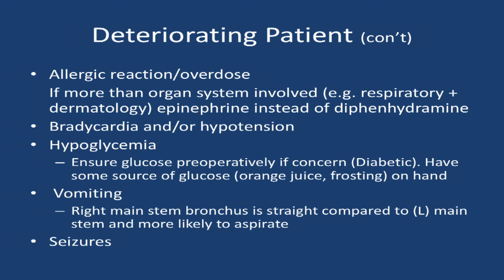If there's more than one organ system involved, for example, the respiratory plus dermatology, then we need to offer this patient some albuterol, and if we see the dermatological addition to our respiratory issues, then we know that the patient is having an anaphylactic reaction rather than an allergic reaction.